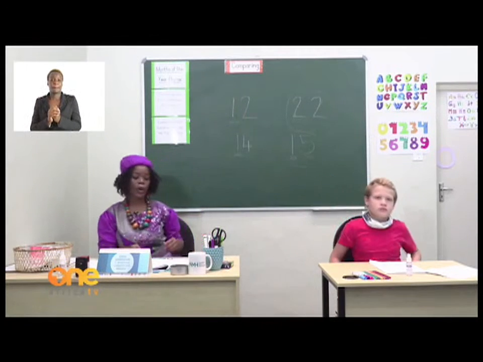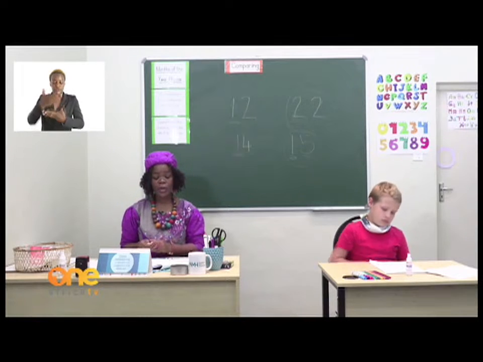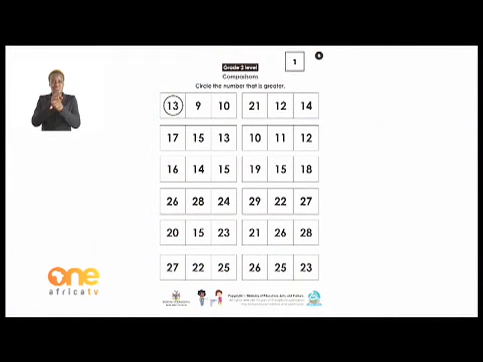Now let's quickly look at our worksheet. The first one has been done for you: the 13, 9, and the 10. The 13 is the biggest number between the other two. Now let's quickly look at the next box. Next to the 10, we have a 21, a 12, and a 14. Between those three numbers, which one do you think is the biggest? First of all, we look at the first number of each one. We have a 2 in the first box. We have a 1 in the next one, and then we have another 1 there.